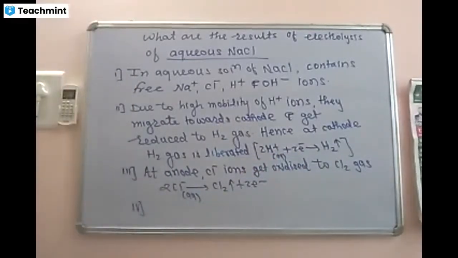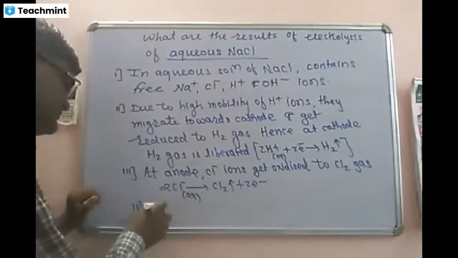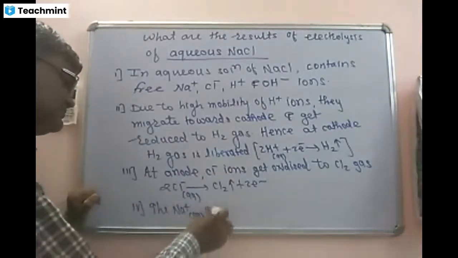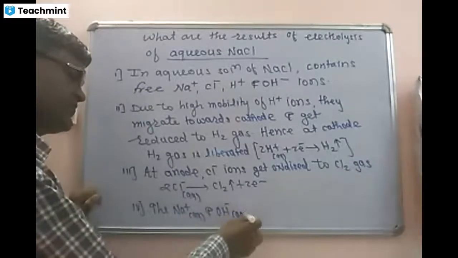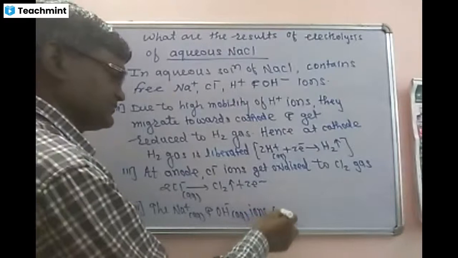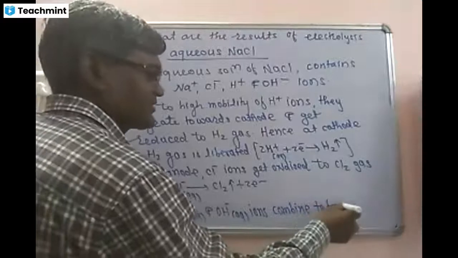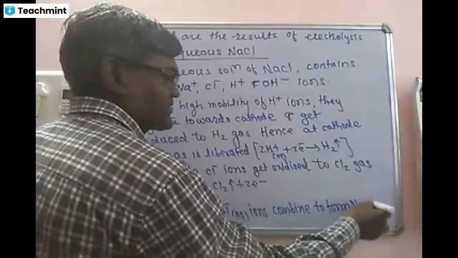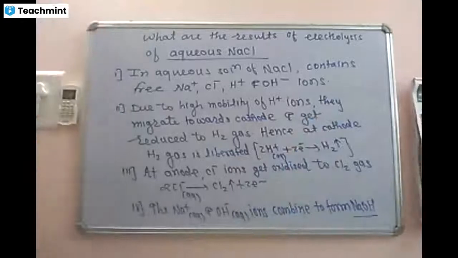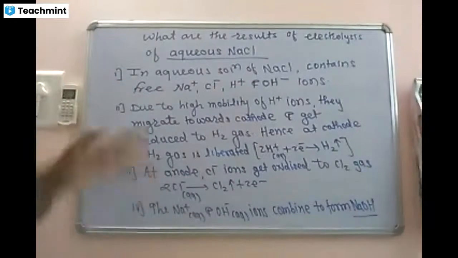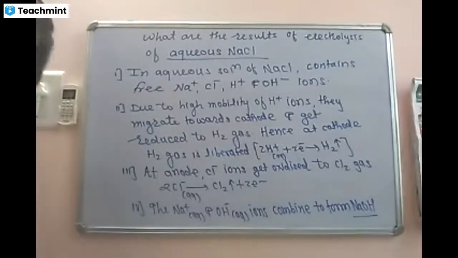तो फिर हमारे जो सोल्यूशन में बचे हैं वो है एक Na पॉजिटिव और दूसरा OH नेगेटिव आयन. ये बाकी है अभी आपके, तो इनका क्या होगा. Na पॉजिटिव आयंस एंड OH नेगेटिव आयंस combine to form NaOH. इनके पास दूसरा कोई ऑप्शन नहीं बचा, so they form NaOH. So these are the different results of electrolysis of fused NaCl, and here it is aqueous NaCl.